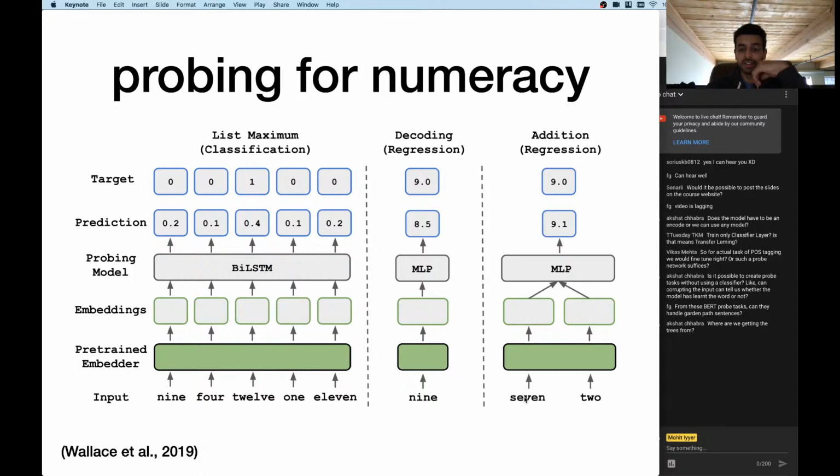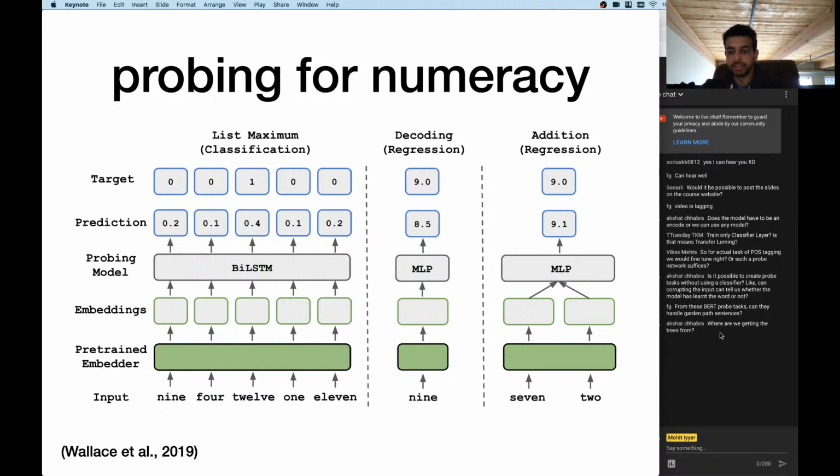Maybe approximately. And finally, you can even do simple math here. You can input 2 numbers, 7 and 2, and train this addition regression model, where the probe model, this MLP, is trained to output the sum of the 2 numbers, the numerical value.